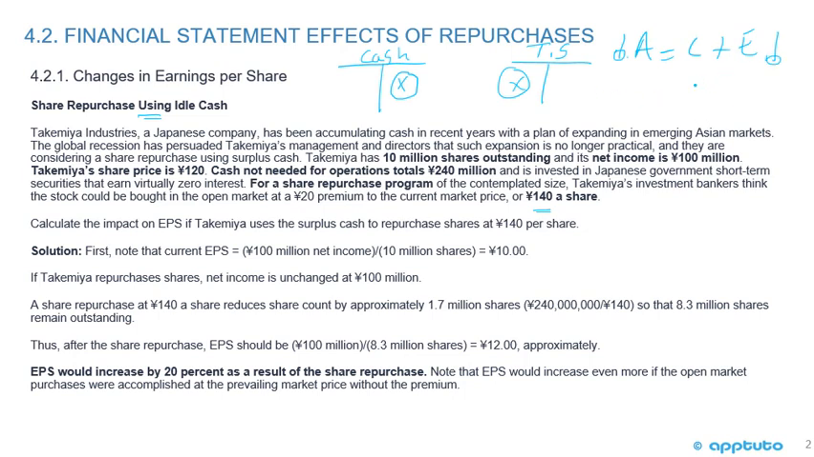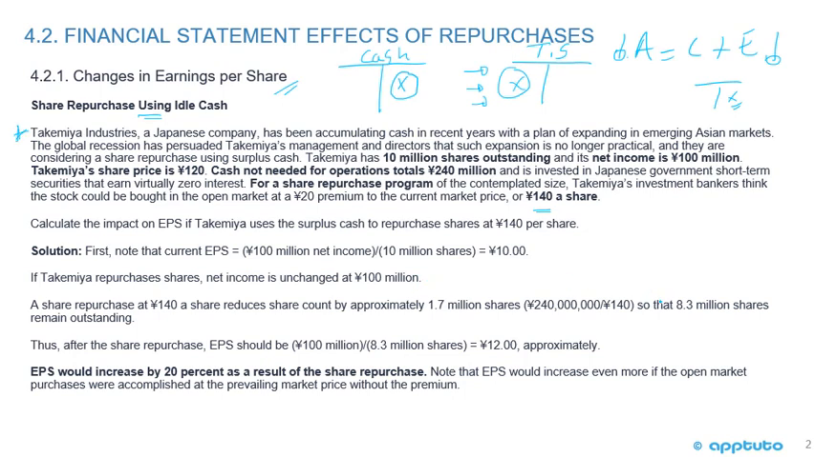We know the normal balance for equity is a credit balance, but treasury shares are a debit balance. Remember, these treasury shares don't receive dividends, they don't receive any voting rights, and they're not considered in the calculations for the earnings per share, and that's what we're looking at here right now. So we're just going to look at an example that they have in the text.